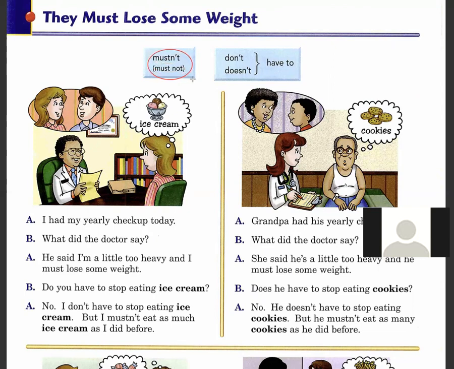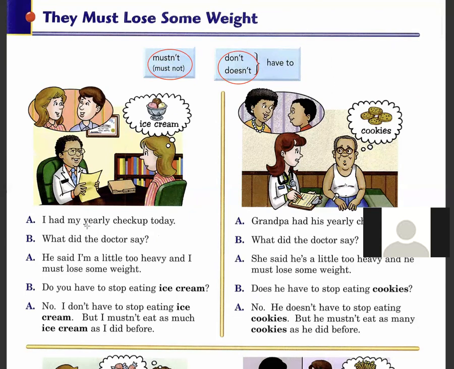Must not. Mustn't. Don't. Doesn't. Have to. Don't have. Doesn't. And then have to. All right. So let's read the examples so we hear what they sound like.